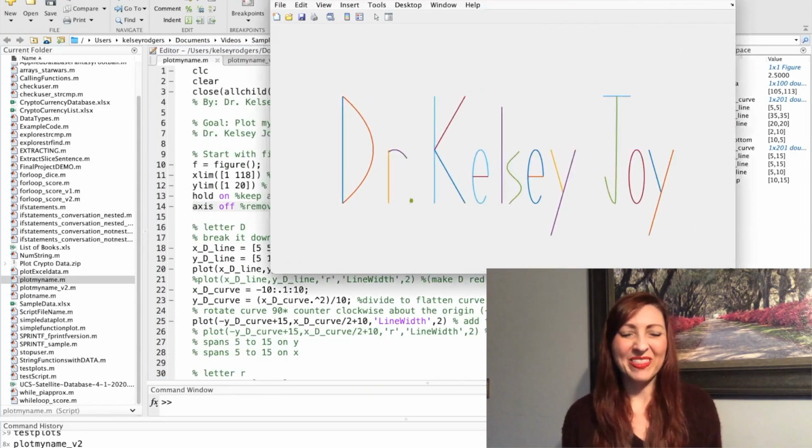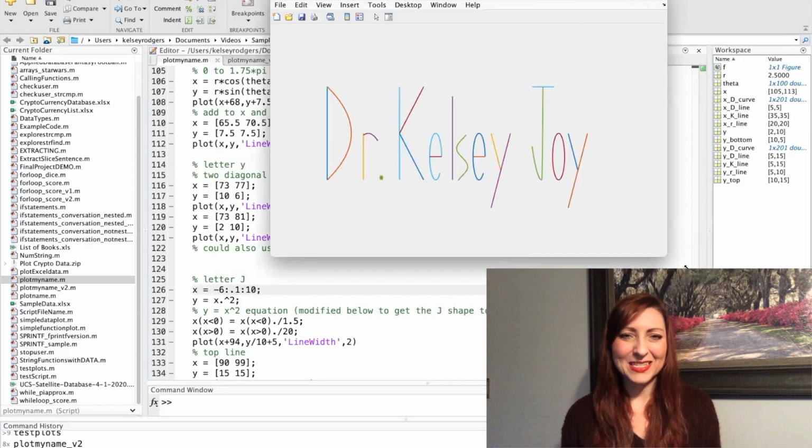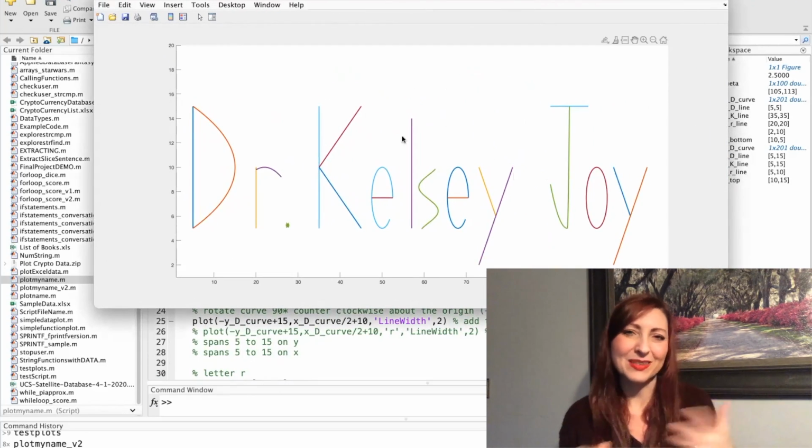I'm really happy with it. If I want, I could turn this plot background off by saying axes off, but I kind of like it. So I'm going to leave the axes in the background. That way you can still see the plot in the background.